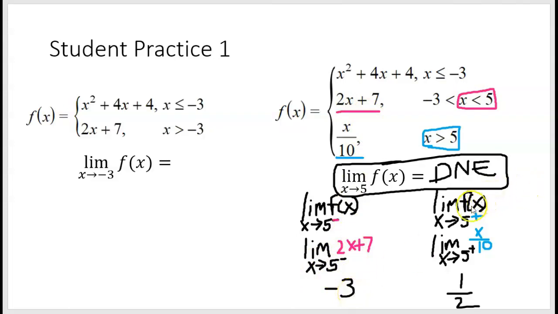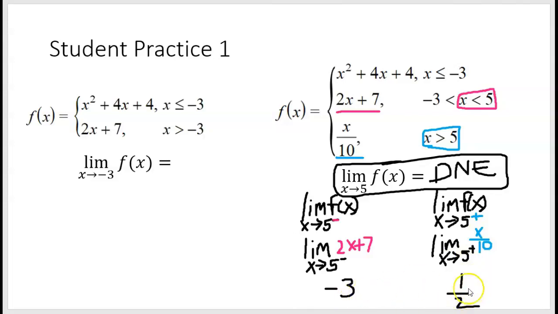Now for the next one, we're approaching 5 from the right with our function. Now when you're approaching 5 from the right, that means that you are approaching 5 from values that are greater than 5, so that means we're going to use the piece associated with x is greater than 5, and that piece is x over 10. So we'll be doing direct substitution, plugging 5 in here in the top. 5 over 10 gives me a half.